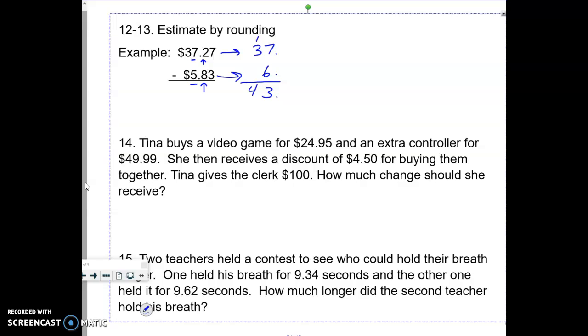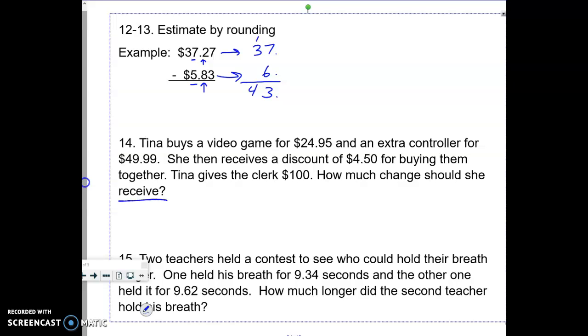This first story problem that we're going to run across here is very similar to what you're going to see on the test. It says Tina buys a video game for $24.95 and an extra controller for $49.99. Then she receives a discount from the store of about $4.50 for buying them together. Tina gives the clerk a $100 bill. How much change should she receive? Hopefully we can identify that this is a multiple step problem. We're going to be doing a couple different things.